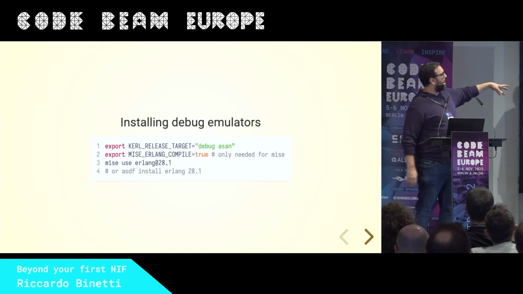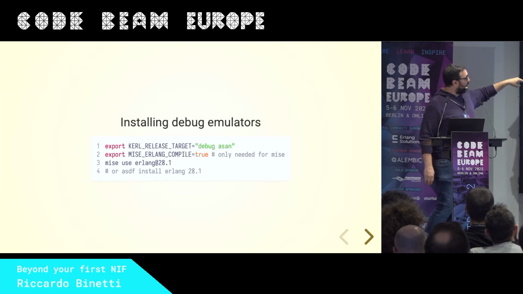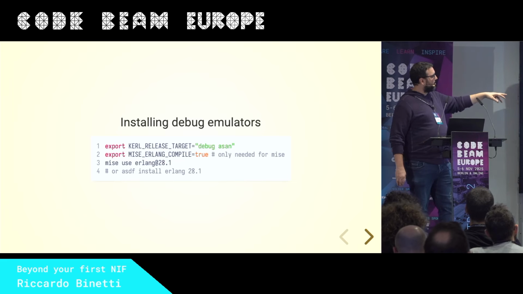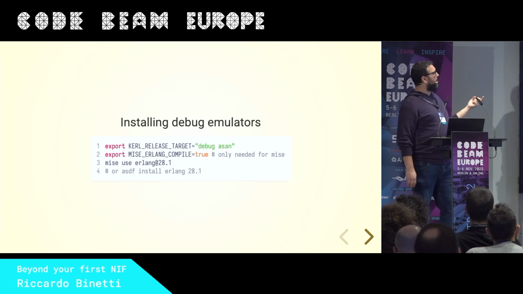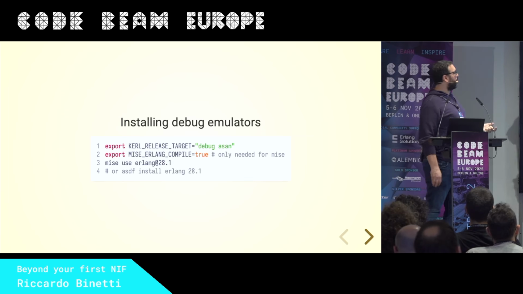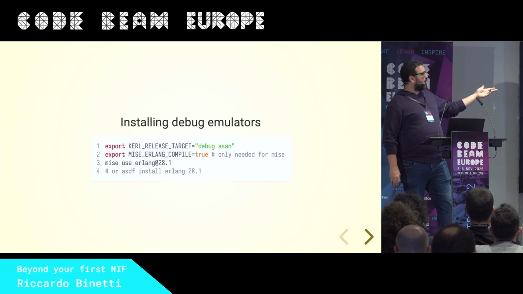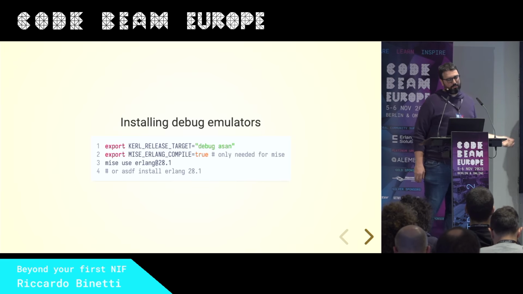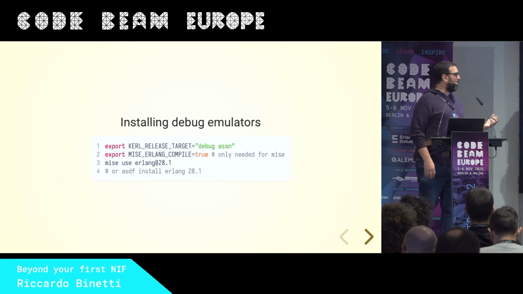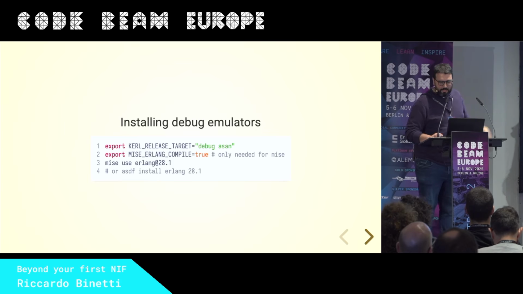So here is how you build debug emulators. You just have to pass a flag to kerl as an environment variable, and if you use mise, you also have to force it to compile the stuff. Otherwise, it just uses a precompiled binary, and that's it.